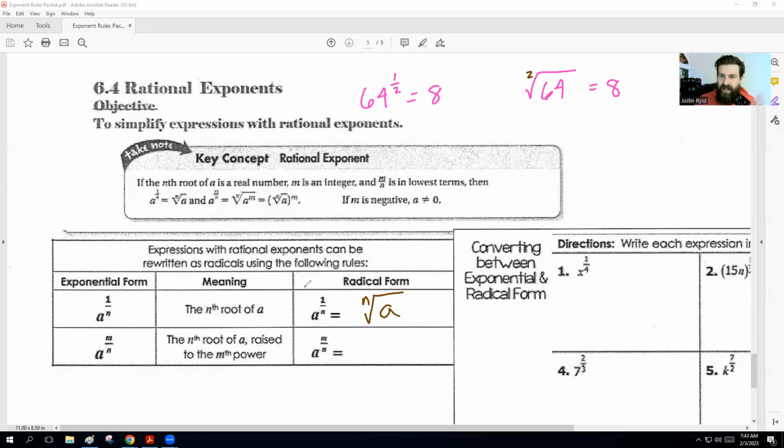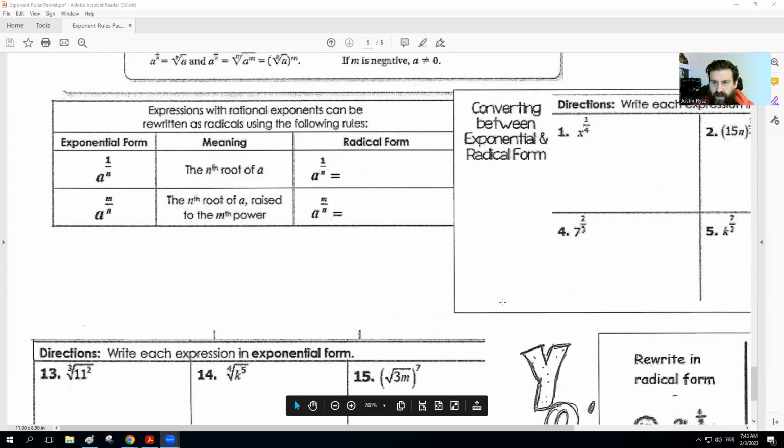Now, sometimes fractions can have a numerator and a denominator. If we have that, it means we are still going to do the nth root of that base. We are just then going to take that base and inside raise it to that power. We could also write it as the nth root of that base, to that power. Mathematically, it's equivalent. So we're going to do a couple of examples here, making sure we understand.